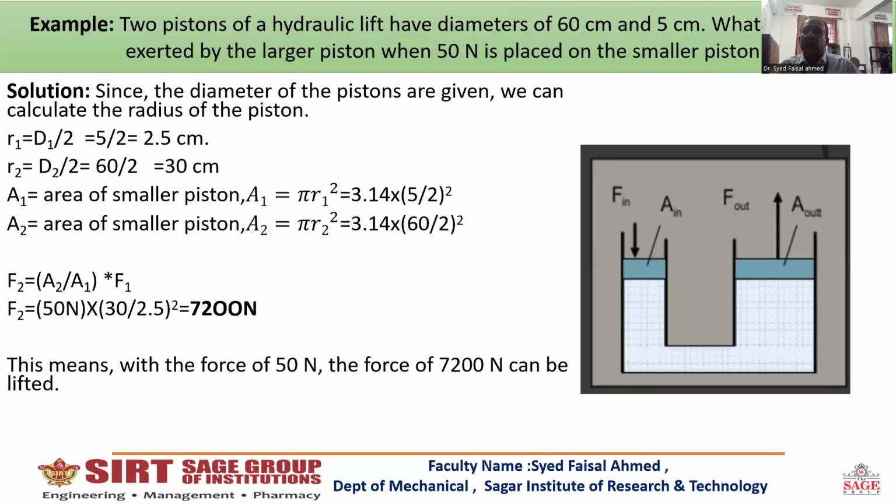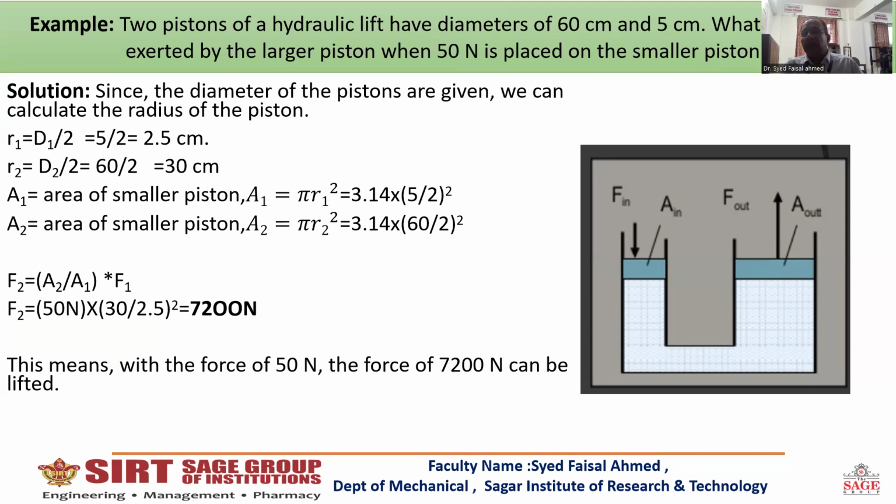If we apply a force of 50 Newtons on the smaller piston, and the diameters are different, that is on 5 centimeter the force is 50 Newtons. So what will be the force on the 60 centimeter diameter piston? This is the question. Since the diameters of the pistons are given, we can calculate the radius. So r is equal to d1 by 2 and d2 by 2. You can see on the screen the radius. Then we can calculate the area also. Area of the smaller piston is pi r square. Area of the larger is pi r square. So we have calculated the area.